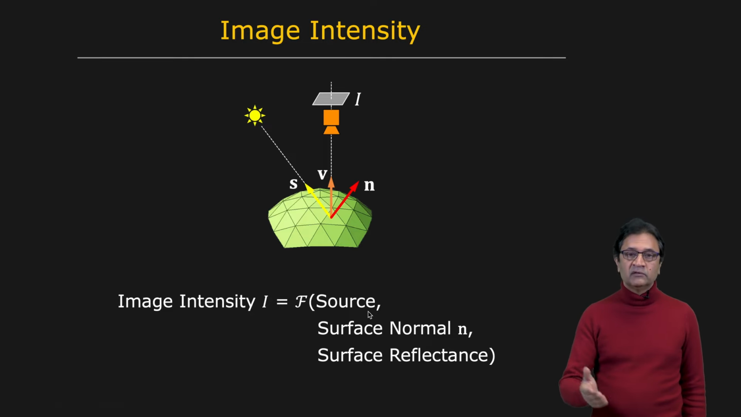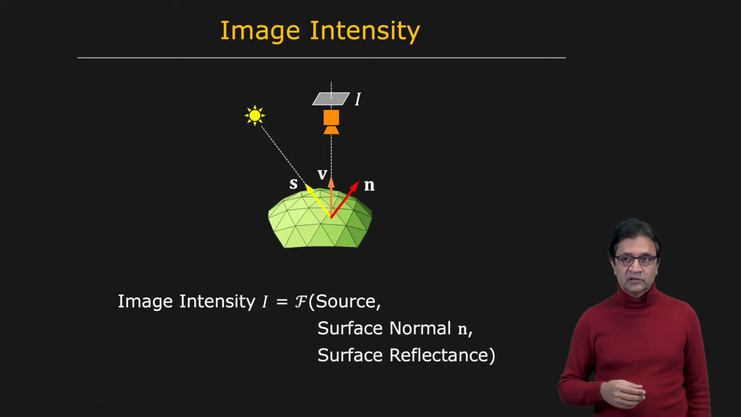So image intensity is a function of the source. Once again, the source is given by its direction, its radiant intensity, its distance, and it is determined by the orientation of the surface n, which has a couple of parameters associated with it, and last but not least, the reflectance properties of the surface. And that could have several parameters or a small number of parameters depending on how complex the bidirectional reflectance distribution function is.